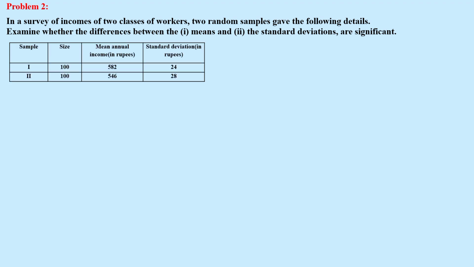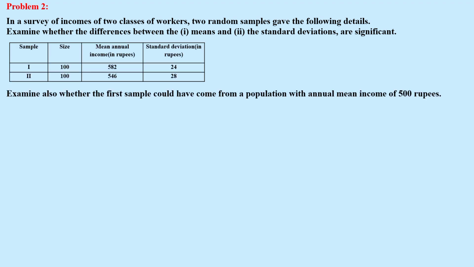Given the table, the sizes are n1 equal to 100 and n2 equal to 100. The means are x1 bar equal to 582 and x2 bar equal to 546. The standard deviations are S1 equal to 24 and S2 equal to 28. Examine also whether the first sample could have come from a population with annual mean income of 500 rupees.